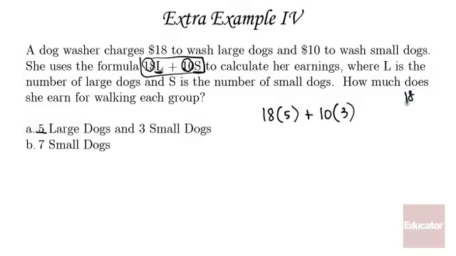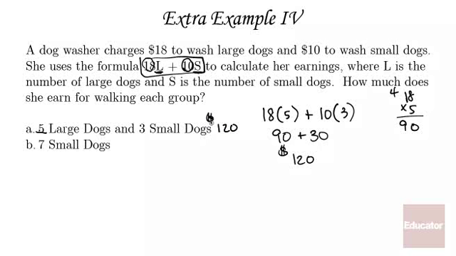So 18 times 5 will tell me how much she makes for the large dogs. It's $90 for the large dogs, and she makes $30 washing the small dogs. And that's a total of $120. Remember your unit. So for this first scenario, A, this dog washer makes $120. Let's go on to the next scenario.